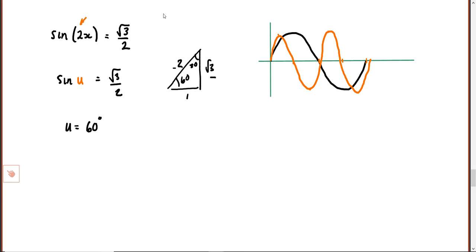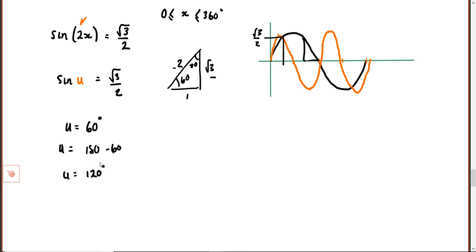Let's say it's between 0 and 360. Okay? We're going to solve between 0 and 360. So just u, do we have any other solutions? So this is the black line that I'm working on. Are there any other solutions? Where? Stephen? So 60 is going to be about here. That's root 3 over 2. So the next one is going to be 180 minus 60. So u is 120 degrees.